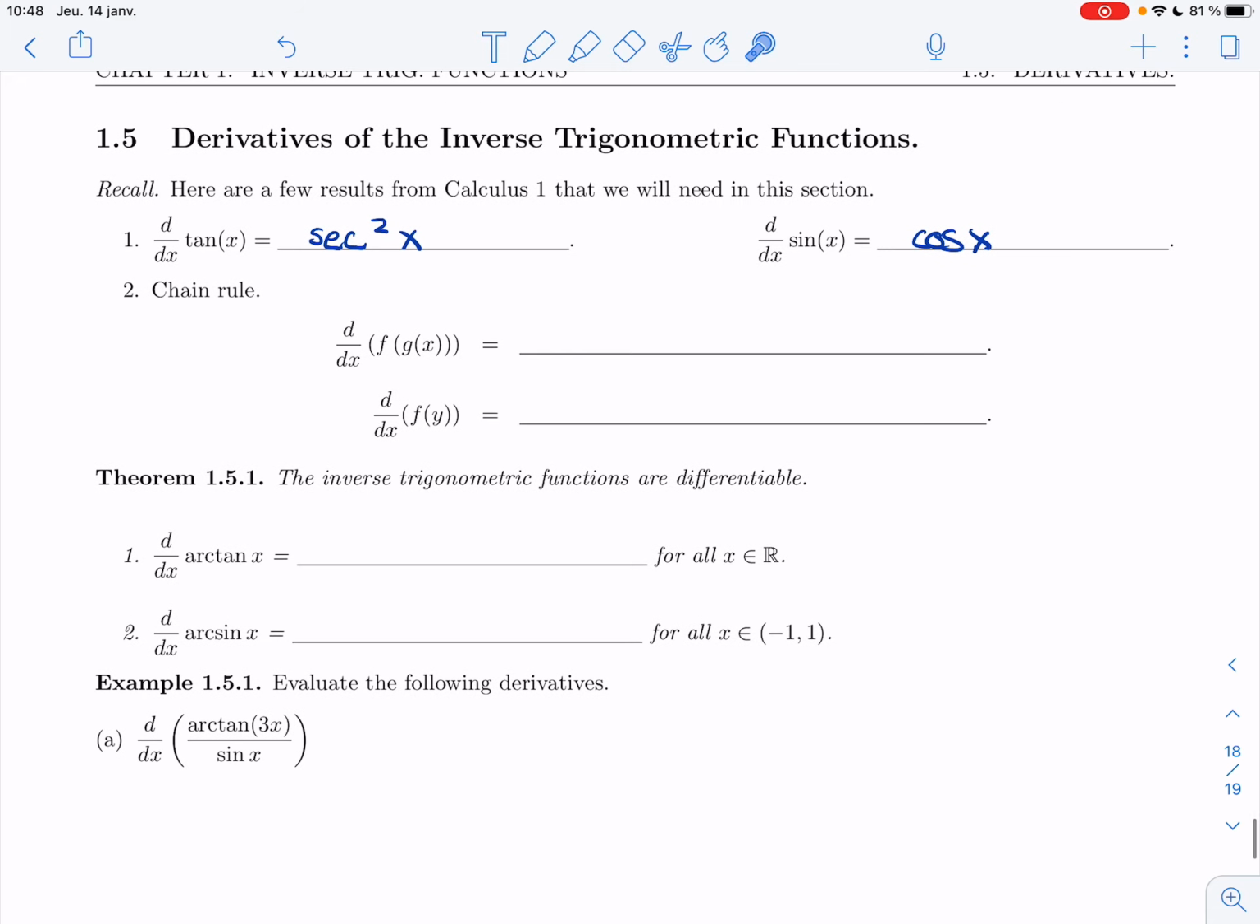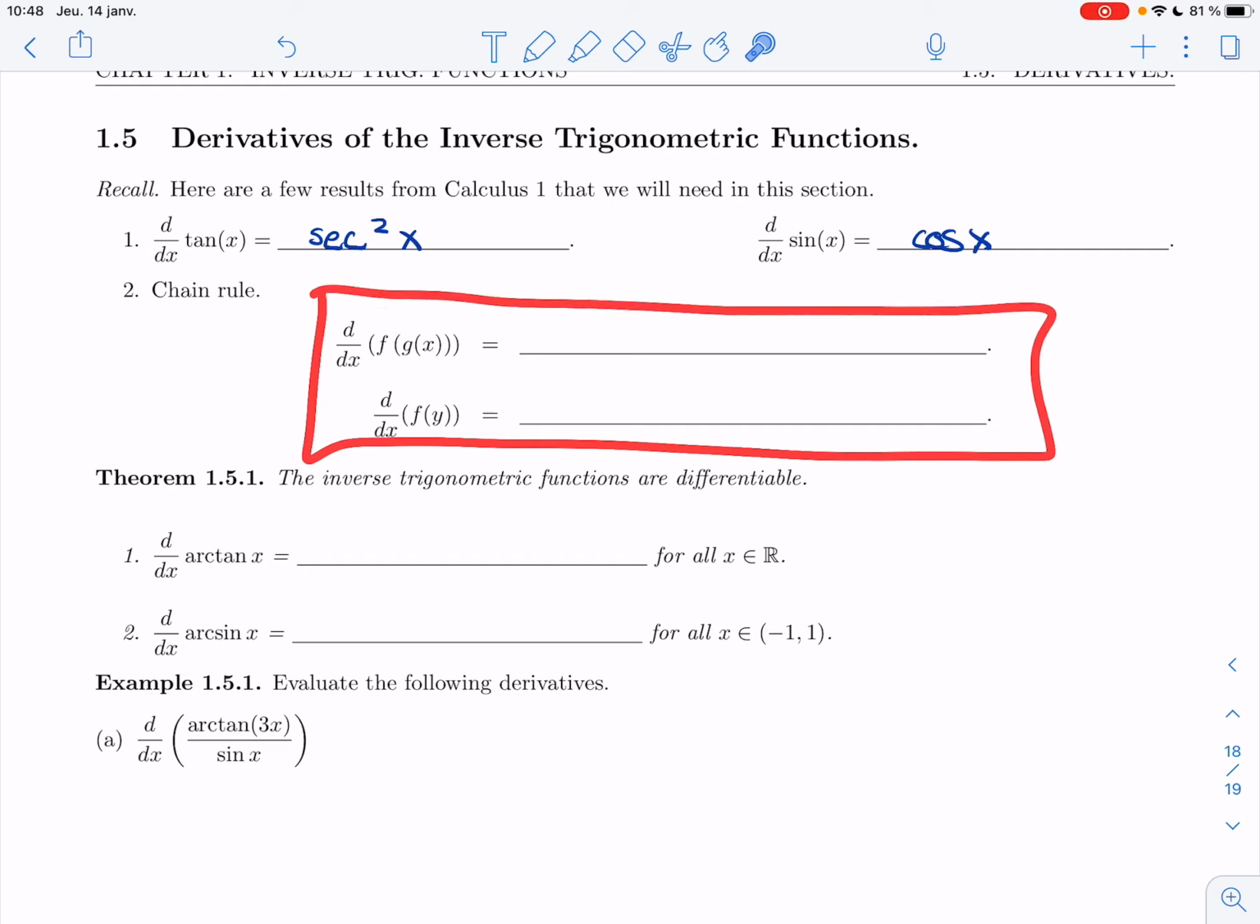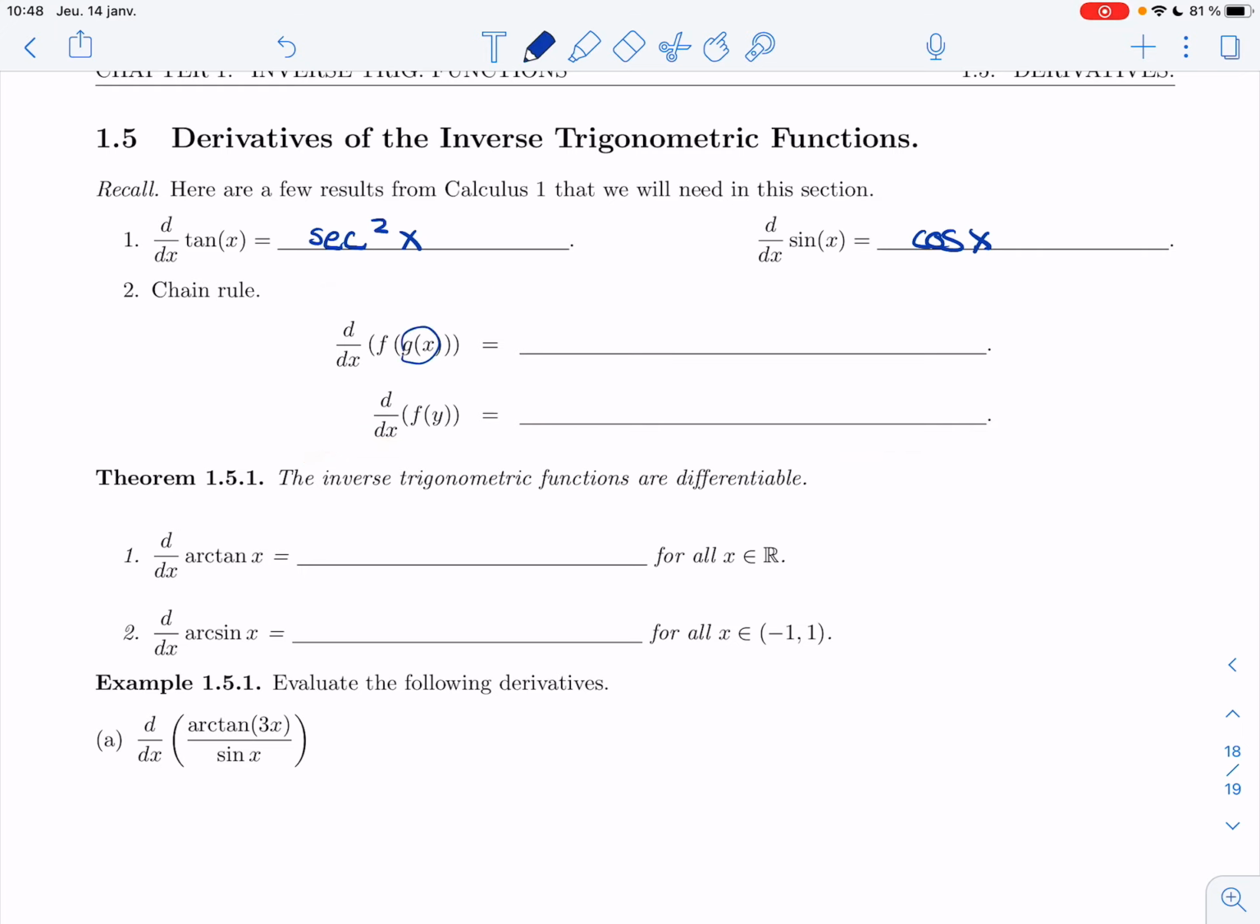We need the chain rule here. So if I have a function inside another one, I take the derivative of the outside, plug in the inside function, and then I need to add a term that measures how the inside function grows, and so that's going to be the derivative of the interior function. Sometimes when we did implicit differentiation, we had a y instead of an x, and so it's the same thing. That y plays the role of g. So f prime of y, y prime.